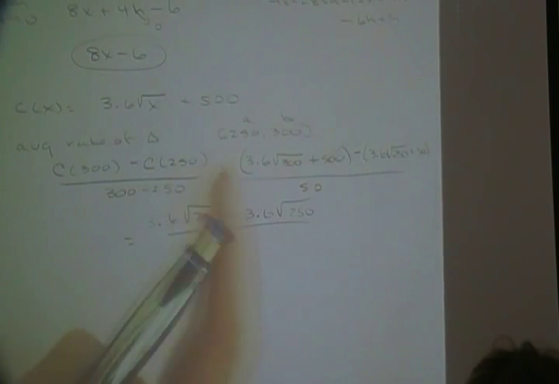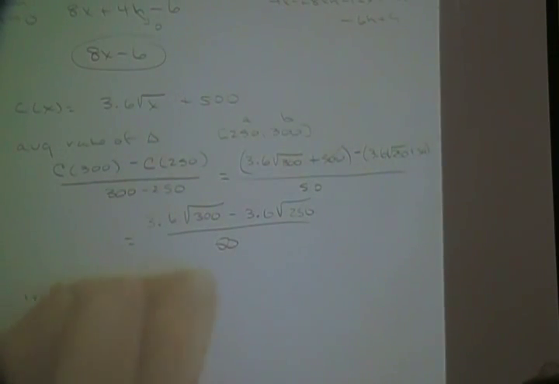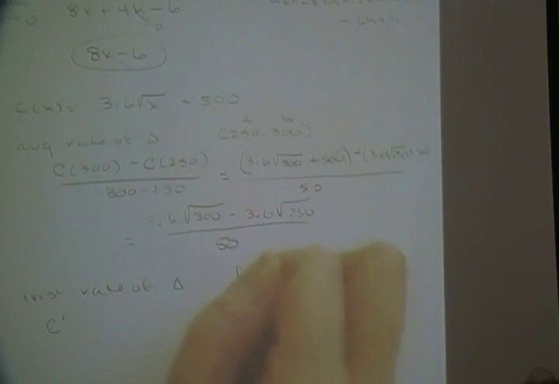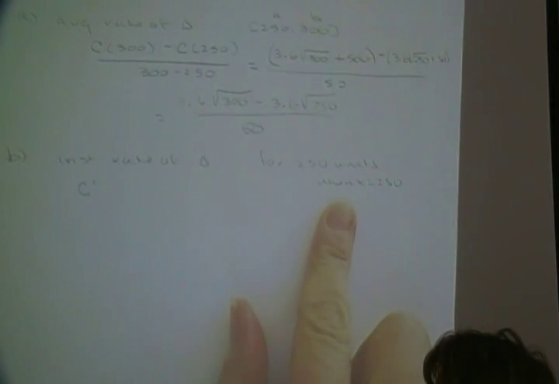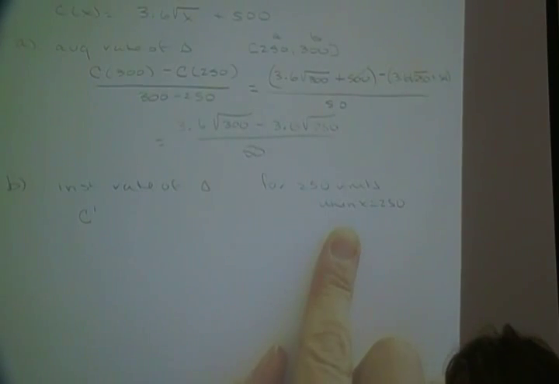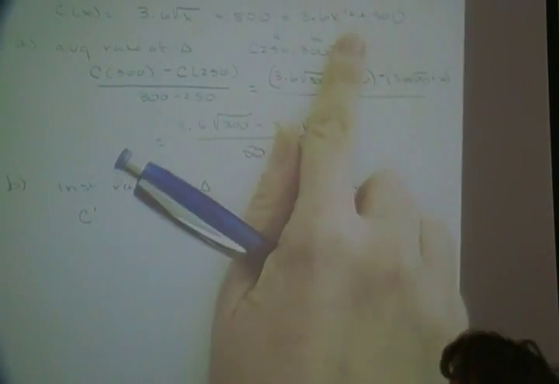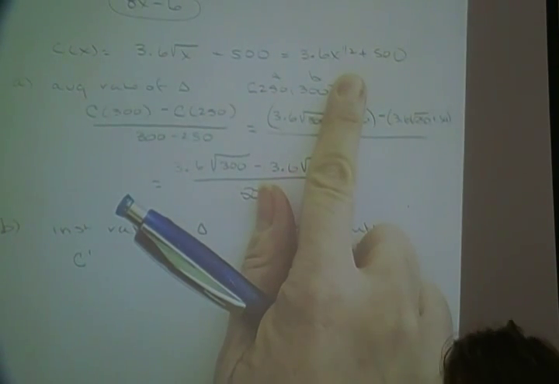But for B, for the instantaneous rate of change, you would need to take the derivative, and they said the instantaneous rate of change for 250 units. So that means when x is 250. That's, x is always our number of units. So if I want the instantaneous rate of change, I need to take the derivative of the cost function. So to think about the cost function as 3.6 x to the 1/2 plus 500 is the best way to think about it if I'm going to take its derivative.